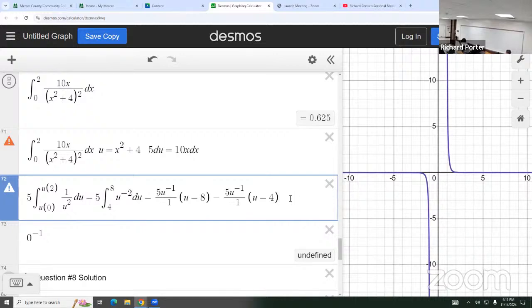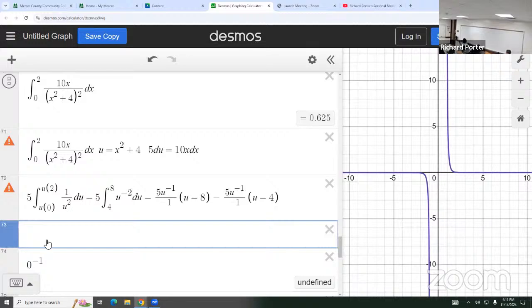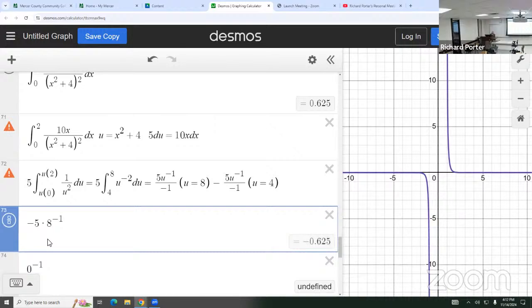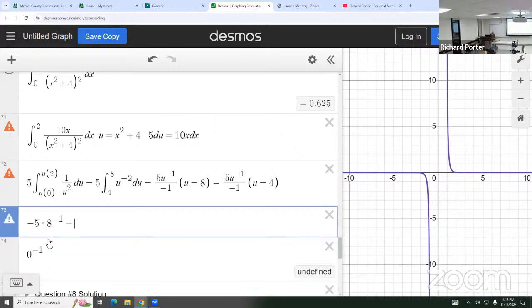So now what's the answer going to be? I'm going to get minus 5 times, what is that? 8 to the negative 1? 8 raised to the negative 1, minus, that's going to be plus 5.